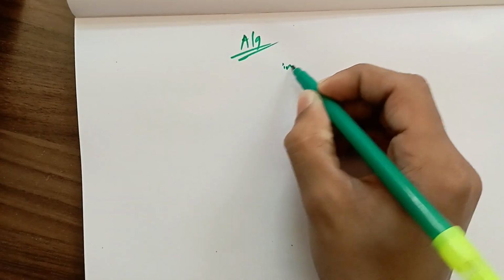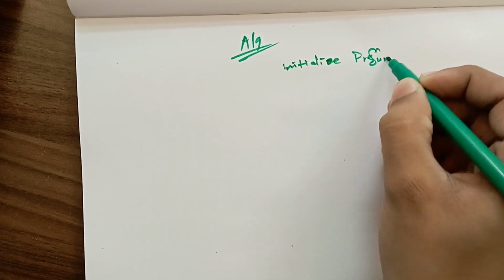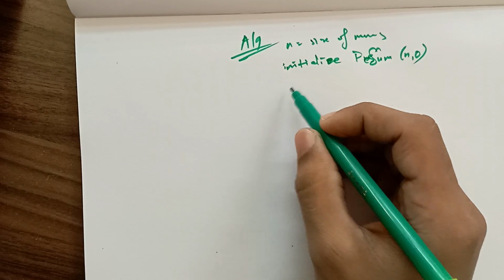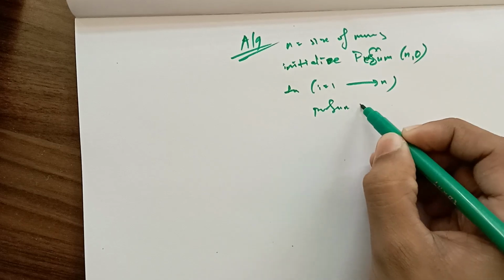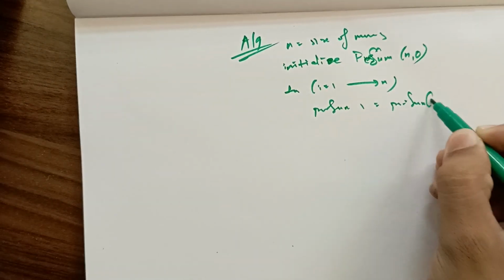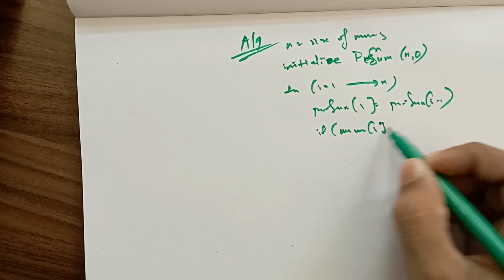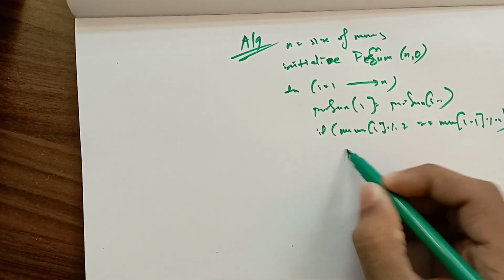And the algorithm for this question will be: initialize prefix sum with size of n and 0. N will be the size of the nums array, and iterate from 1 to n, and prefix sum of i will be prefix sum of i minus 1. Now if nums of i modulo 2 is equal to nums of i minus 1 modulo 2, then increment our prefix sum.